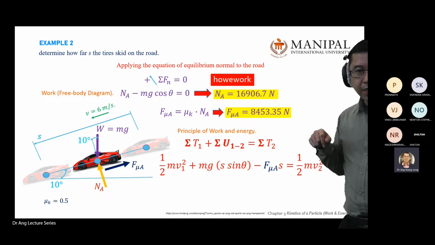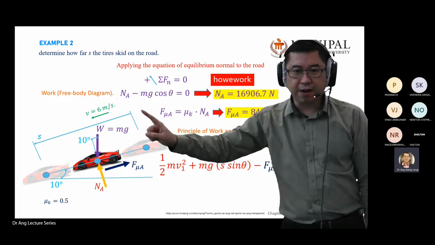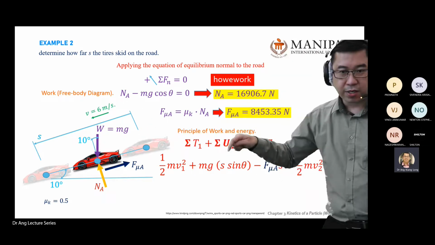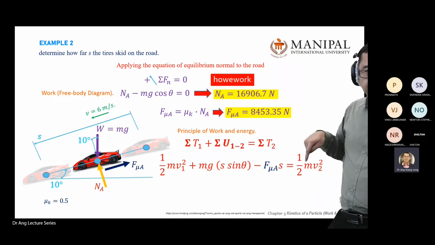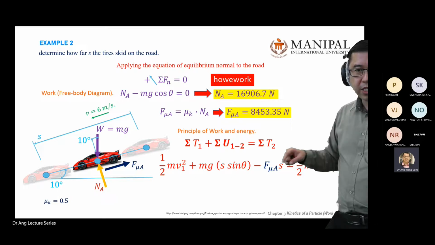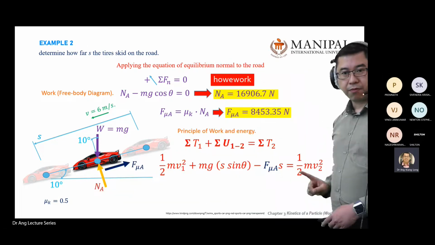Oh, okay. You want to find the S, right? The displacement here. You don't know how far it will slide. So there's one unknown here. You have the M here. You have the V here. V2 is 0 because it stopped at this distance. V2 is 0.